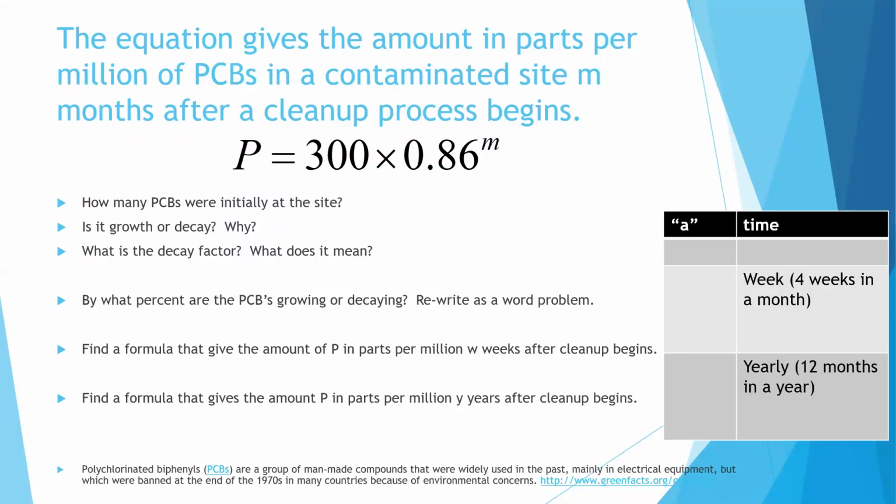Hello. In this video, we're going to answer some questions, and it's really pulling together a number of concepts that we've talked about all into one problem. So the equation gives the amounts in parts per million of PCBs in a contaminated site M months after a cleanup process begins. And at the very bottom of the screen, you see that the polychlorinated biphenyls, that's the PCBs, are man-made compounds, and they were used in a lot of things, and were banned in the 1970s because of the environmental concerns.